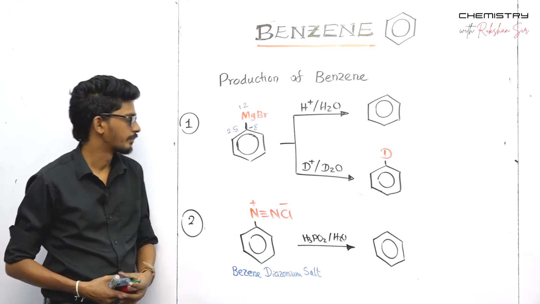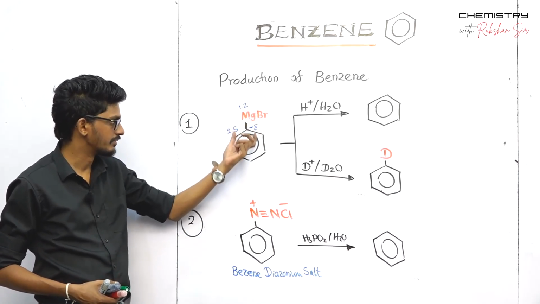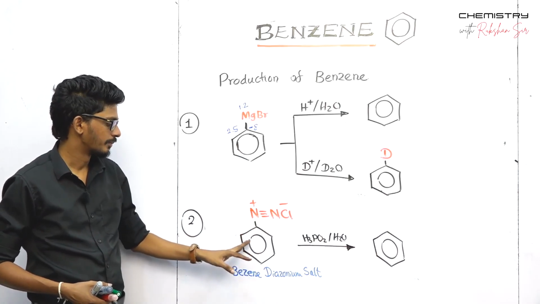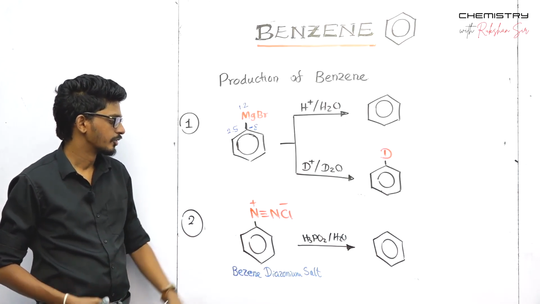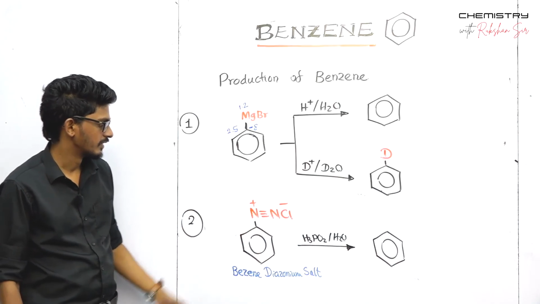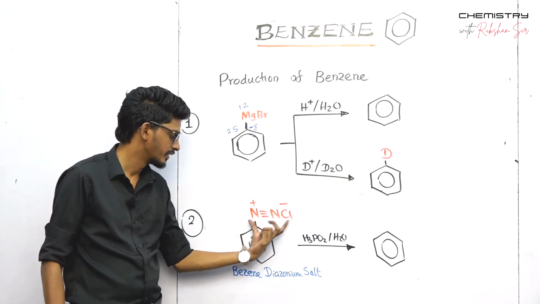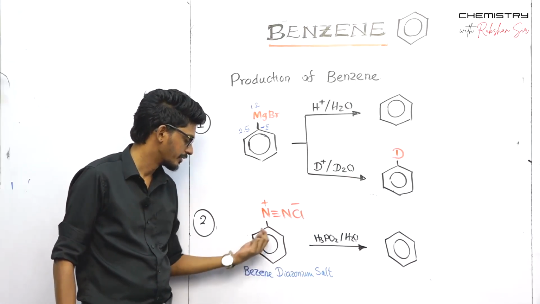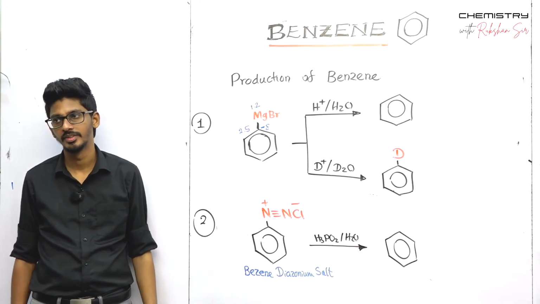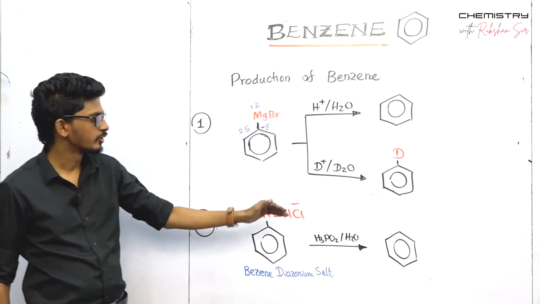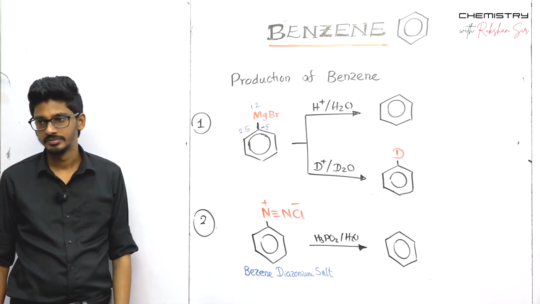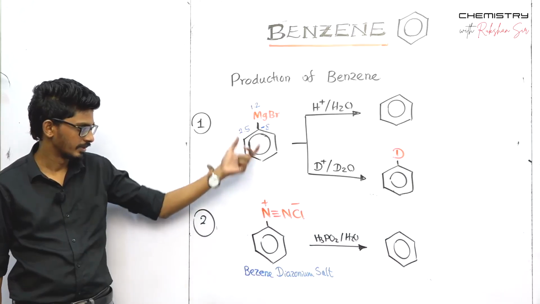You should come up with benzene magnesium bromide or the benzene Grignard, or you have to come up with the benzene diazonium salt. When this N2Cl part appears with an R group or with a benzene, those are referred to as diazonium salts, right? So these are the two methods available to produce benzene. So you can complete this stuff.